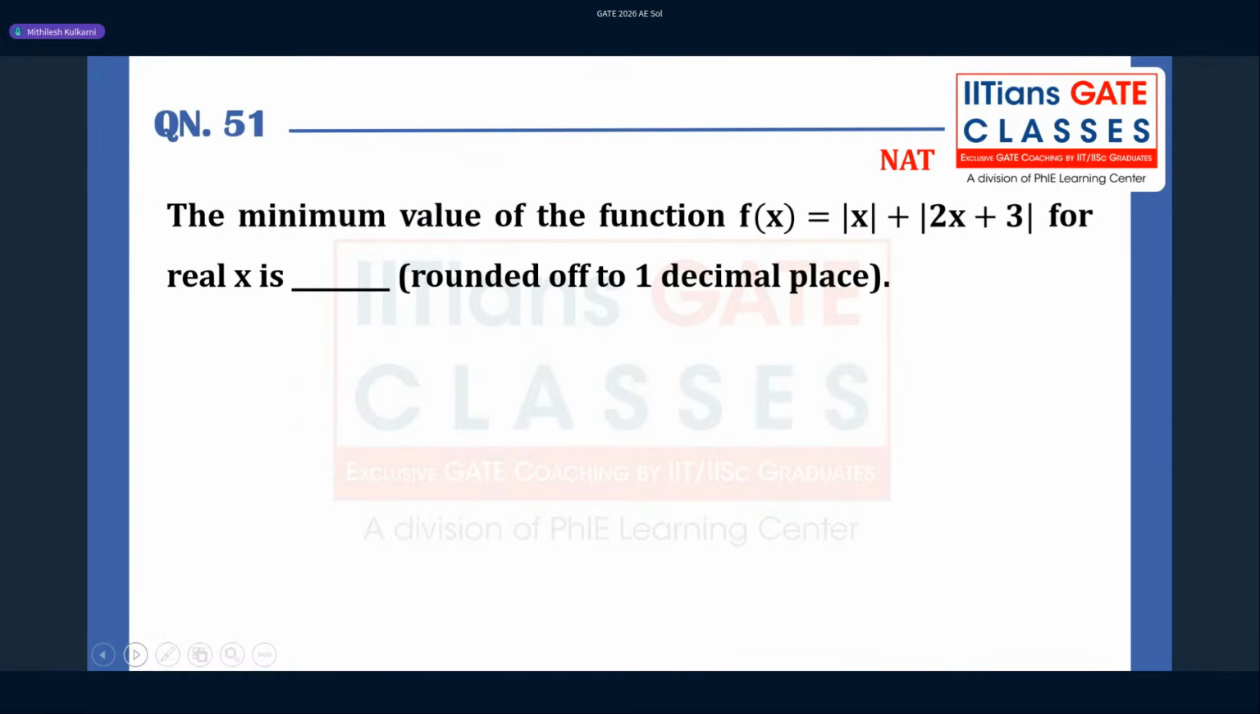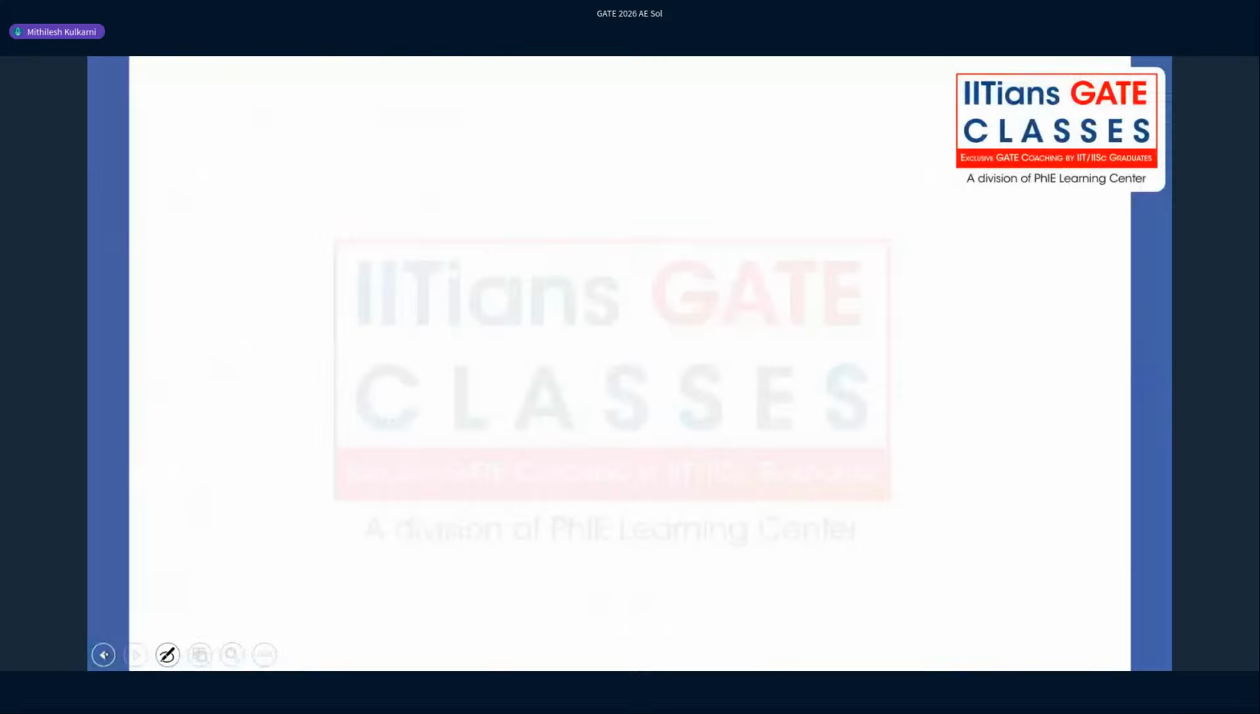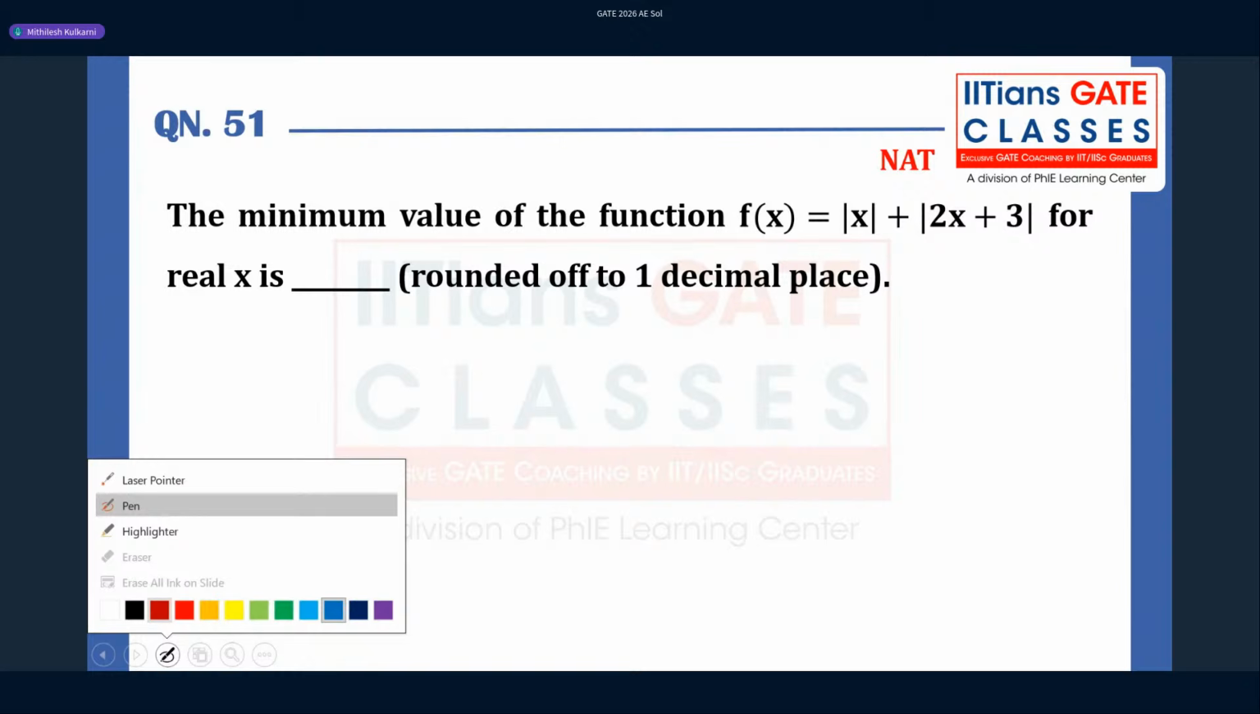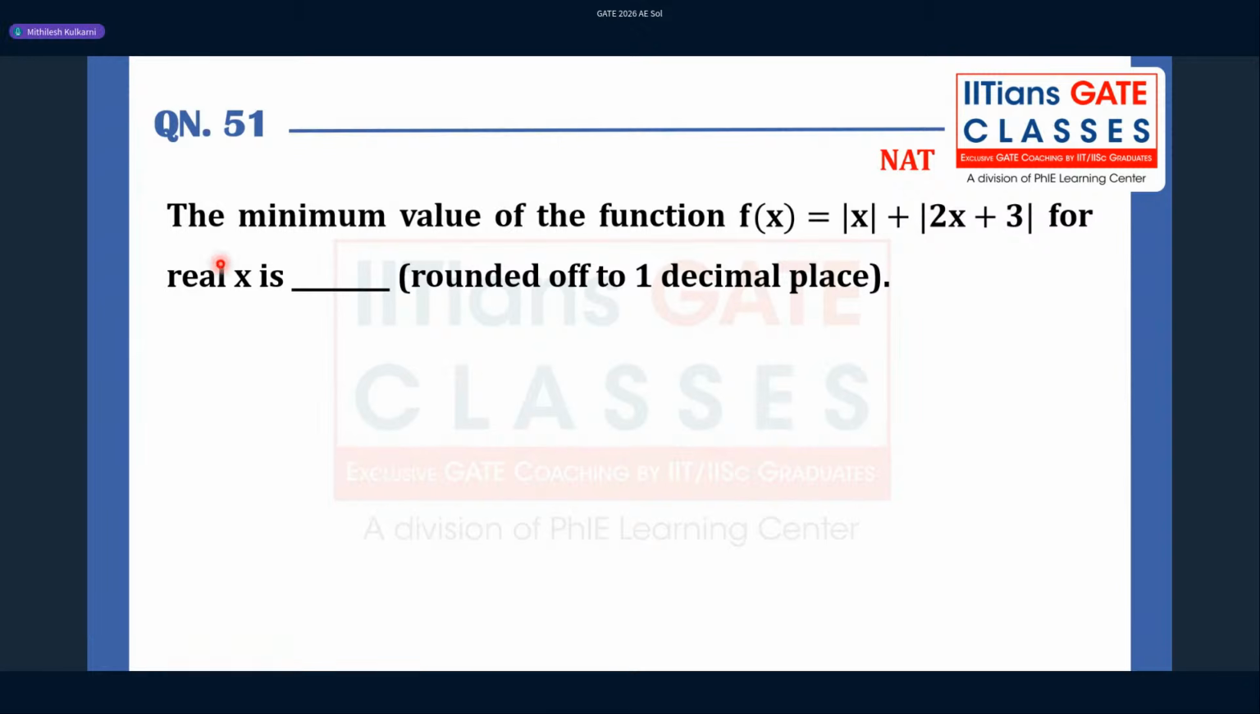We have another question. This is the last question from the mathematics. And this is from the minima and maxima topic from the calculus. Let's go through this question first, and then we'll start solving it. The minimum value of the function f of x, which is equal to mod of x plus mod of 2x plus 3, for a real x is, okay, rounded off to 1 decimal place.